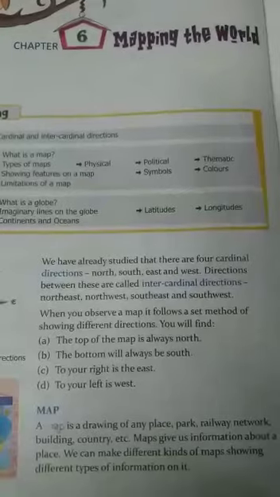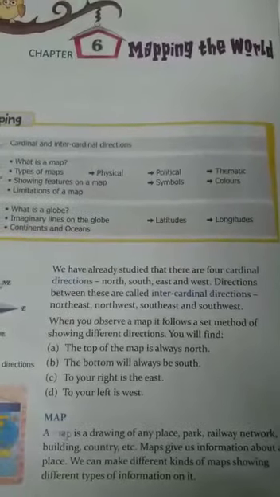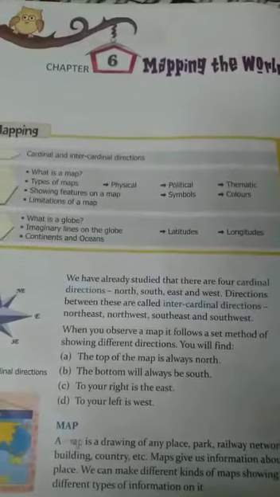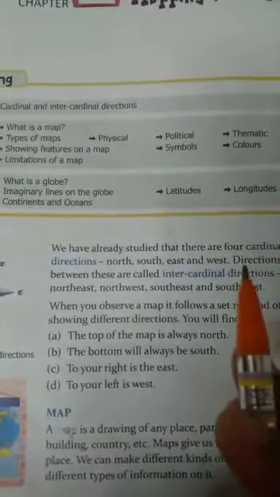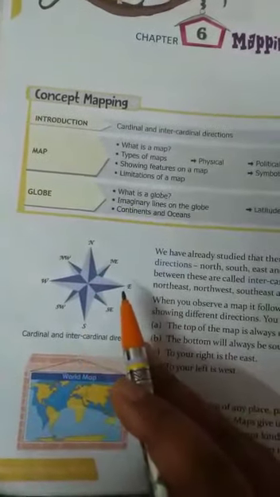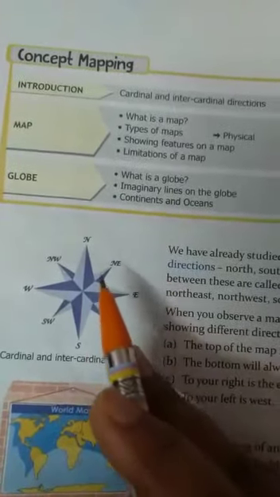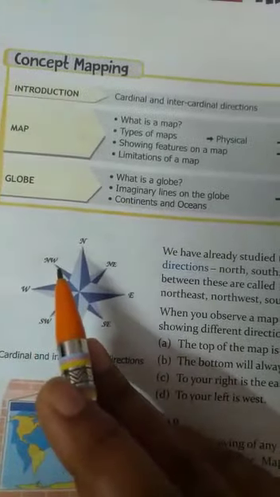In this EVS class, we start with chapter 6, Mapping the World. Children, you all have studied in class 4 that there are 4 cardinal directions: north, south, east, and west. Between these 4 cardinal directions, there are 4 intercardinal directions.